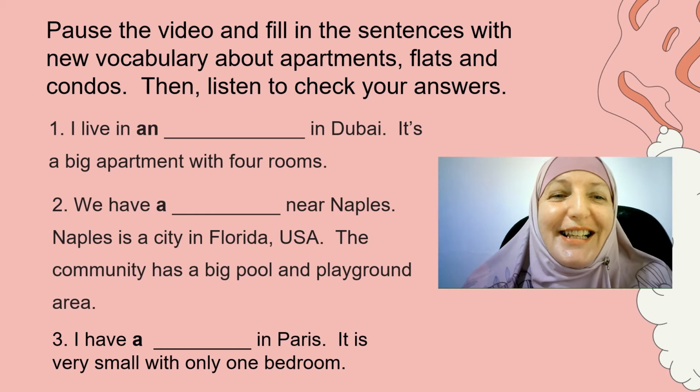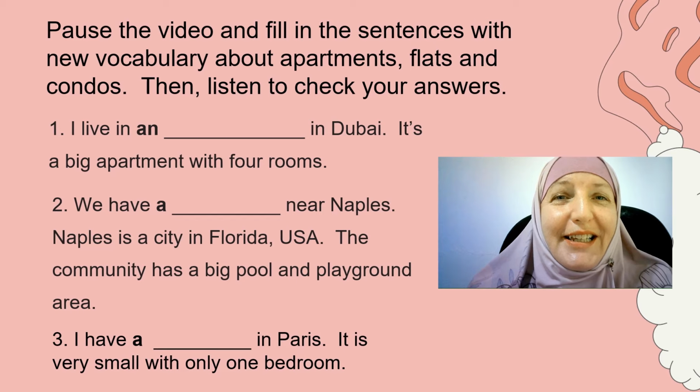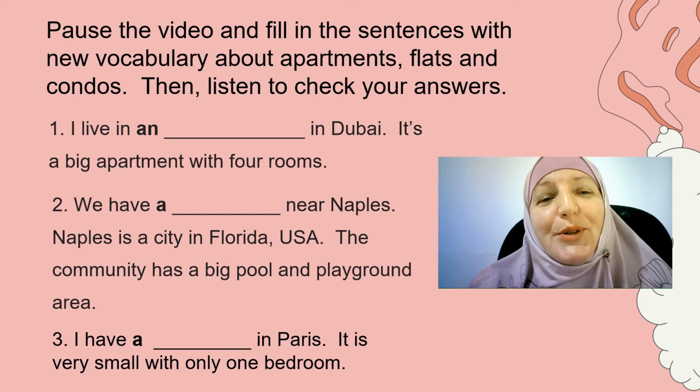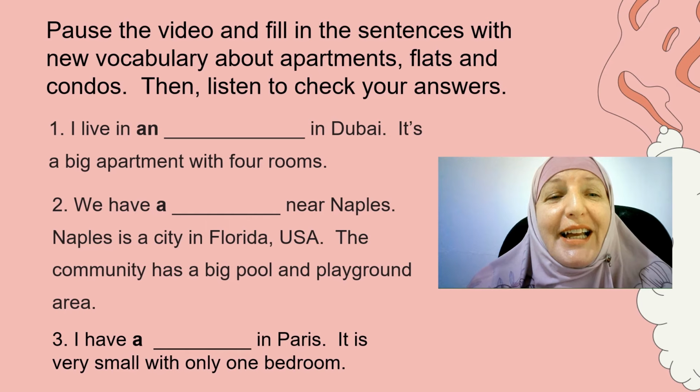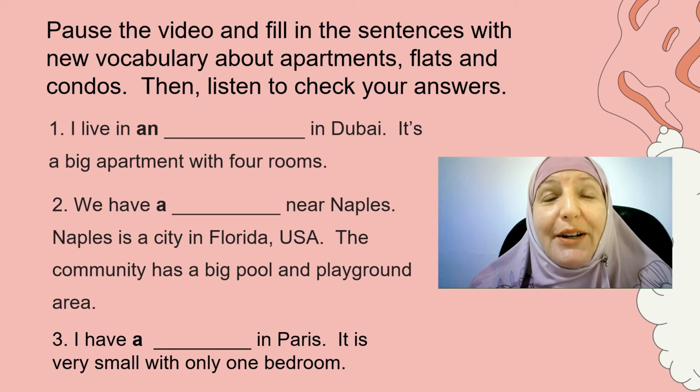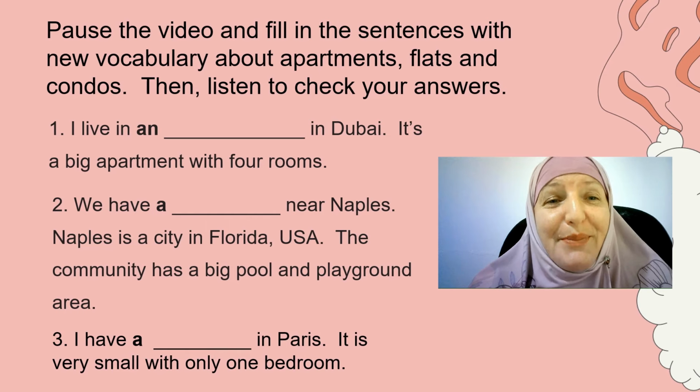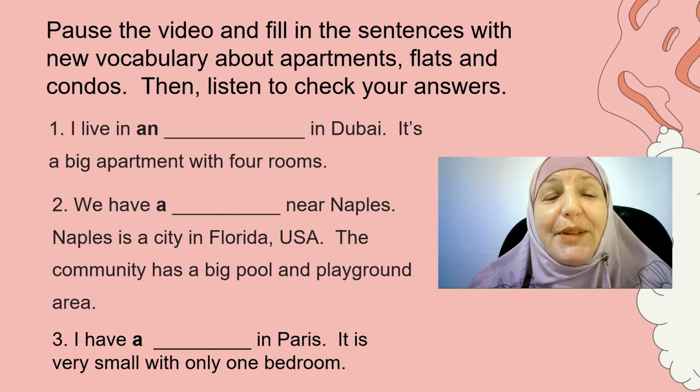Now listen to the sentences. Number 1, I live in an apartment in Dubai. It's a big apartment with 4 bedrooms. Number 2, I have a condo near Naples. Naples is a city in Florida, USA. The community has a big pool and playground area. Number 3, I have a flat in Paris. It is very small, only one bedroom.